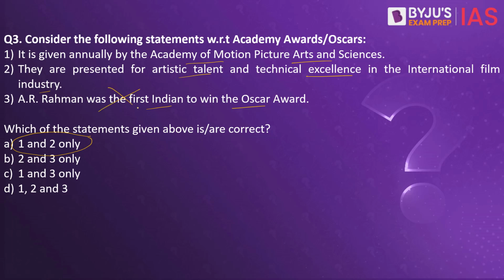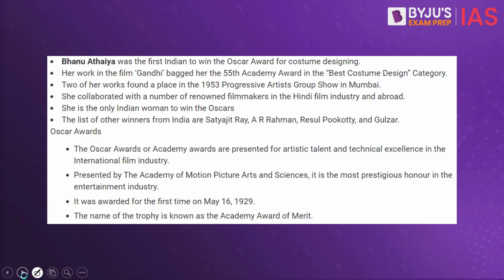This statement is wrong. Why? That is because it is not A.R. Rahman. It happens to be Bhanu Athaiya, who was the first Indian to win the Oscar award, for costume designing. Her work in the film Gandhi earned her the 55th Academy Award in the Best Costume Design category. She collaborated with a number of renowned filmmakers in the Hindi film industry and abroad, and she is the only Indian woman to win the Oscars as well.